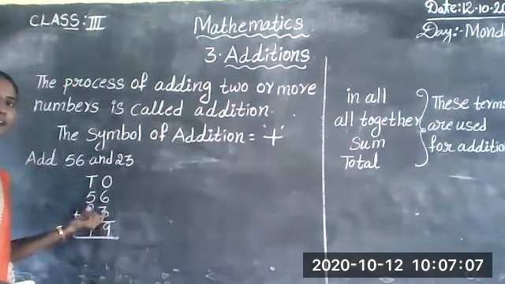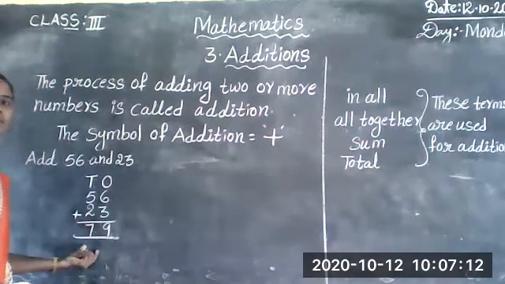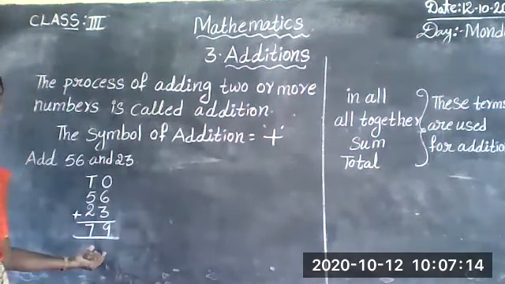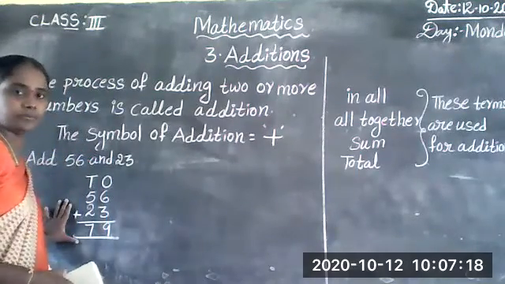What is the sum of 56 and 23? It is 79. 79 is the answer.